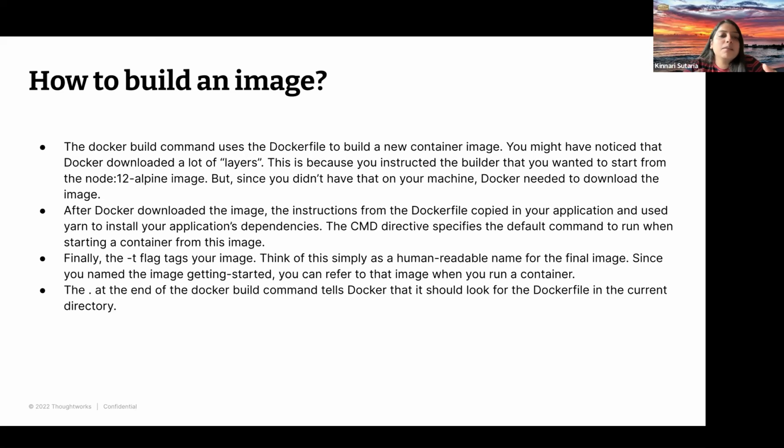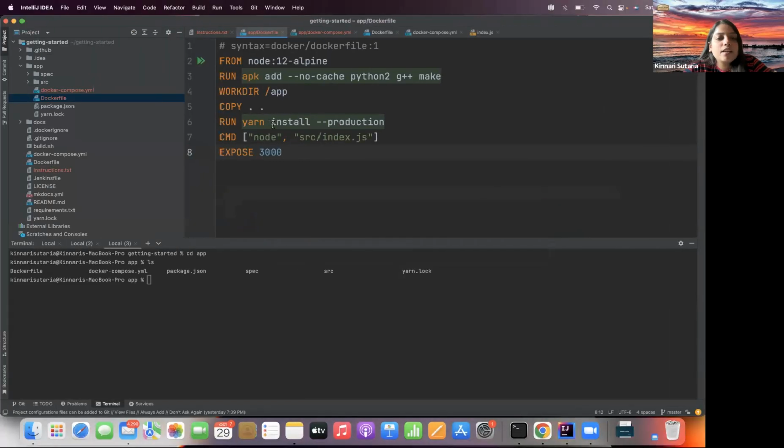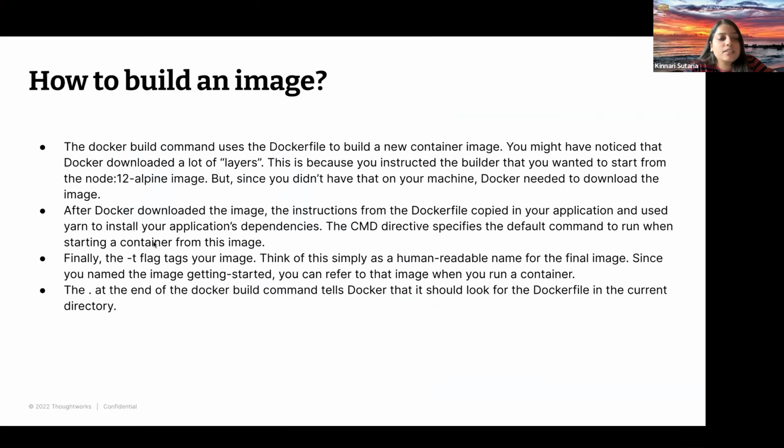The Docker build command uses the Docker file to build a new container image. You might have noticed that Docker downloaded a lot of layers. This is because you instructed the builder. So when I run this build command, it'll see different layers, as I explained, right? First it'll take the node, it'll add the Python, it'll then run certain commands. Then after Docker downloaded the image, the instructions from the Docker file, copied in your application, will be installed. Whatever yarn install you have to do and whatever Python installation you have to do, all these things will happen. Then it'll run finally the CMD command over here and it'll expose the port 3000.